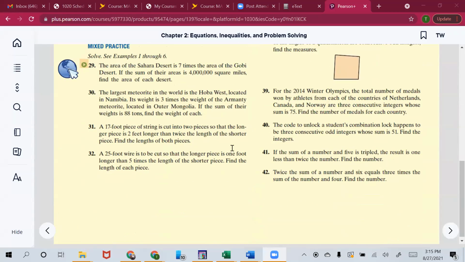Okay, number 30. The largest meteorite in the world is the Hoba West, located in Namibia. Its weight is 3 times the weight of the Armonti meteorite located in Outer Mongolia. If the sum of their weights is 88 tons, find the weight of each.